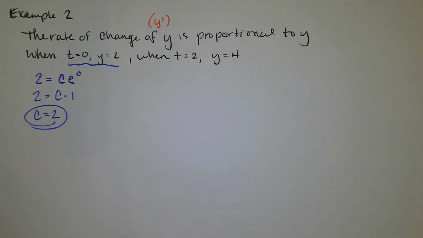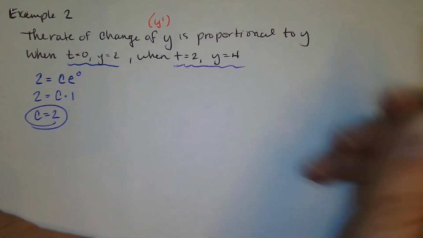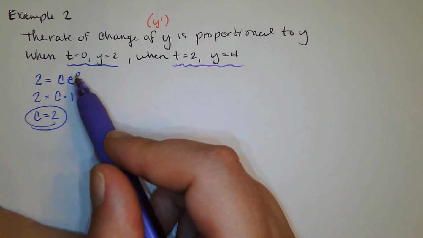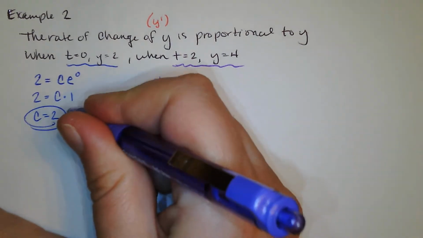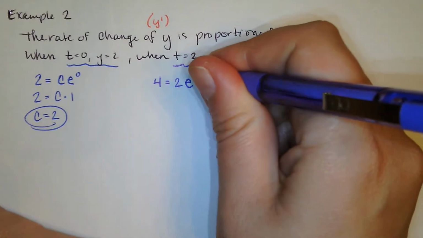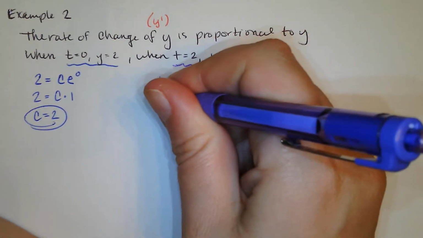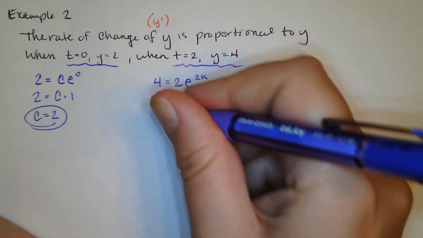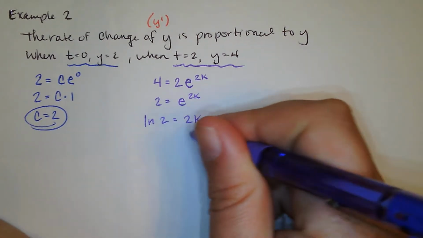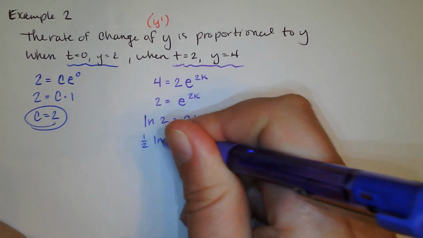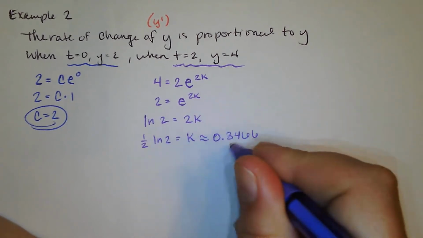So now that we know the c value, we can go into the other set of ordered pairs. And we can plug in, once again, t and y, and this time we're going to solve for k. So we have 4 is equal to 2e, and we plugged in the 2 because we know this is what c is, 2e to the 2k. And we're just going to solve it. So 2 is equal to e to the 2k. ln of 2 is equal to 2k, so k is equal to 1/2 ln of 2, which is about 0.3466 approximately.